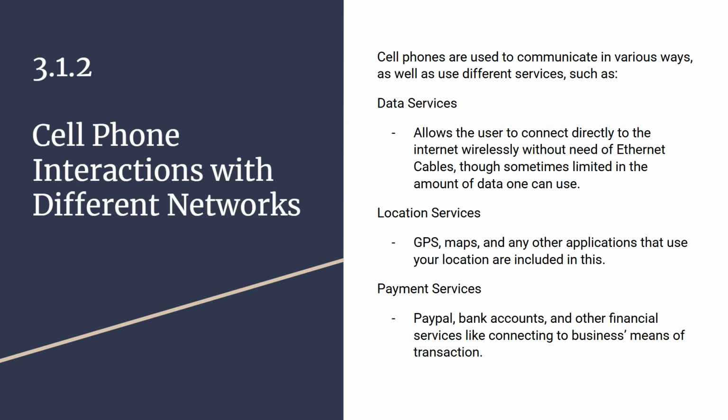Cell phone interactions with different networks. Cell phones are used to communicate in various ways, as well as different services, such as data services, which allow the user to connect directly to the internet wirelessly without Ethernet cables, though sometimes limited in the amount of data one can use. Location services can include GPS, maps, and any other applications that use geolocation. And finally, payment services, which are PayPal, bank accounts, and other financial services that connect into business means of transaction.